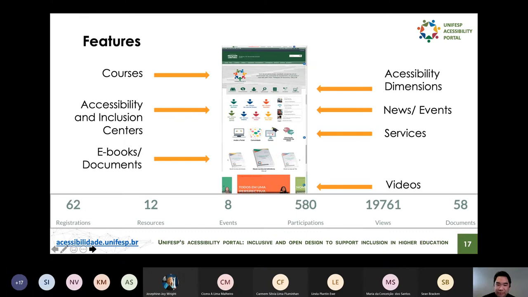And about the portal, despite having been launched at the end of April, it already has almost 20,000 clicks and 600 interactions. So we are very happy that it's becoming a reference about accessibility in our community.